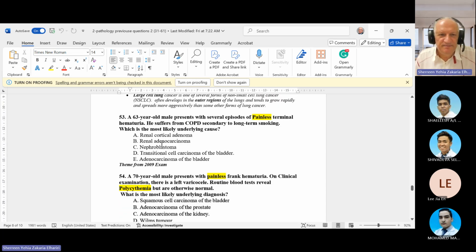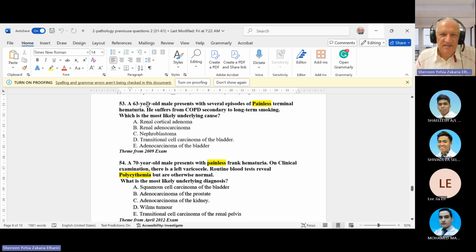Next question. A 63-year-old male presented with several episodes of painless terminal hematuria. Usually, if the patient has painless hematuria, painless jaundice, painless whatever, it is not a good sign and indicates malignancy, especially in old people.